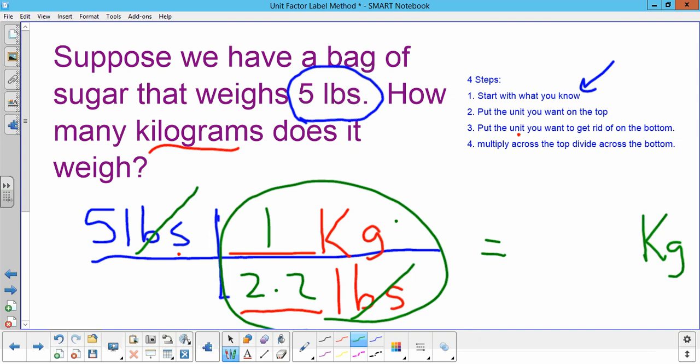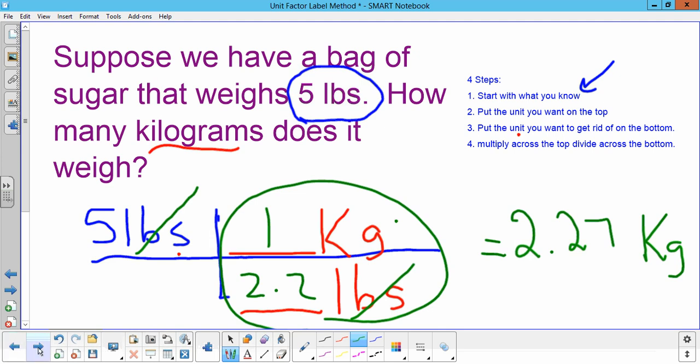What do I do with this mathematically? Multiply across the top, divide across the bottom. We will say 5 times 1 divided by 2.2, or I can mix this up into any order. I could say 5 divided by 2.2 times 1. It doesn't so much matter so long as you hit times in front of all the numbers on the top of the line, you hit divide in front of all the numbers on the bottom of the line. Either way, you're going to come out with the answer of 2.27 kilos.